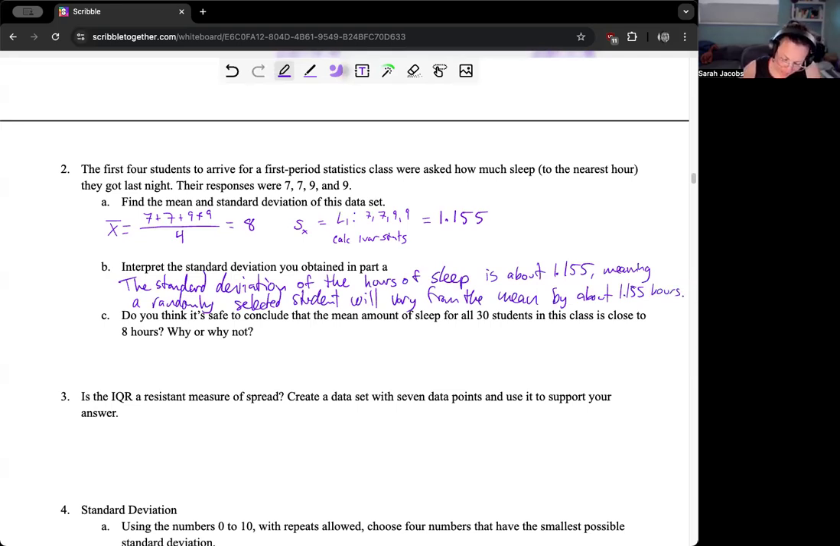Okay. Do you think it's safe to conclude that the mean amount of sleep for all 30 students in this class is close to 8 hours? Why or why not? Okay. Do you think it's safe to conclude? So, like I already said, we have some questions about this sampling method, specifically the fact that it was the first 4 students to arrive. So, I would say probably not.